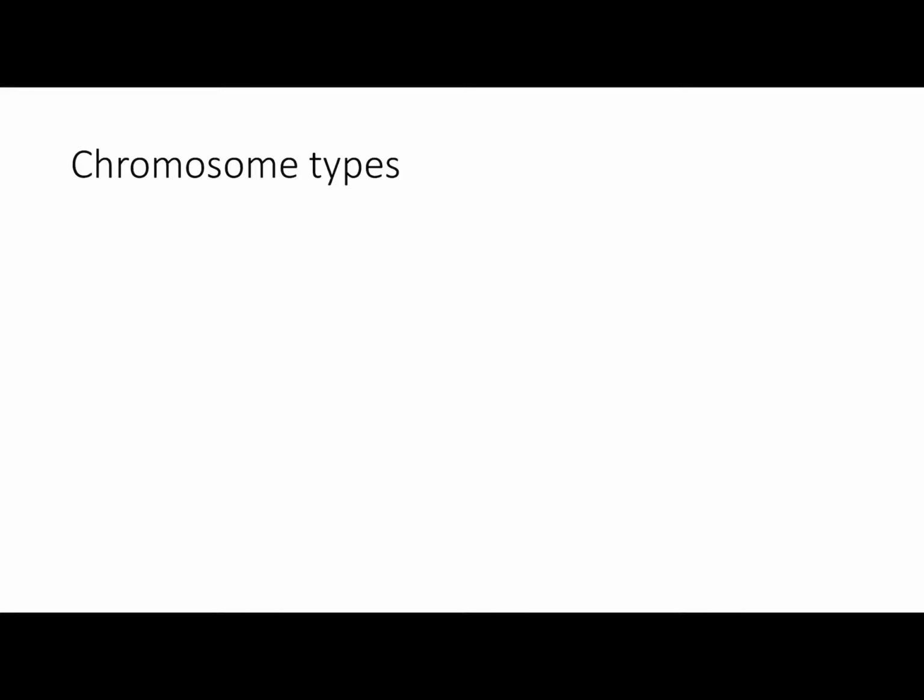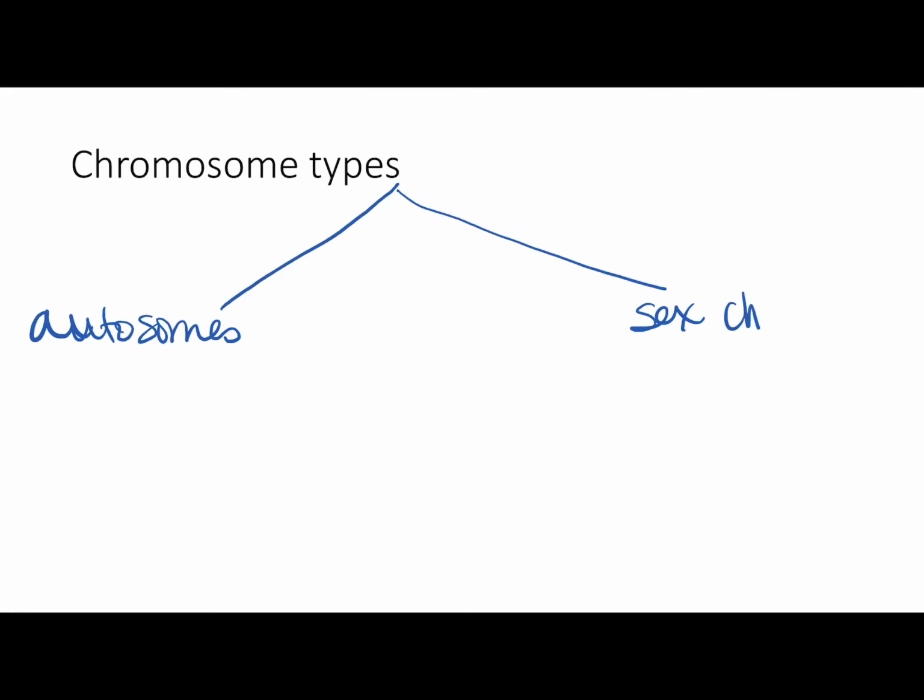Okay, so we've talked about chromosome number, we've talked about cell types, we've talked about methods of reproduction. So now let's talk about chromosome types. For organisms that reproduce sexually, we can divide the chromosomes into two types: autosomes and sex chromosomes.